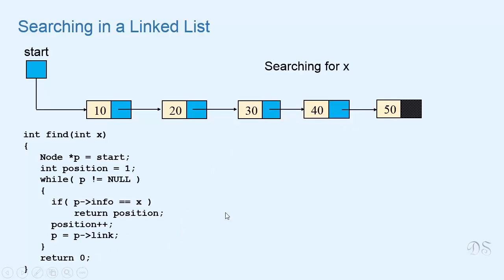Now let us go to our program and see the member functions for displaying a list, counting the number of nodes, and searching for an element in the list.